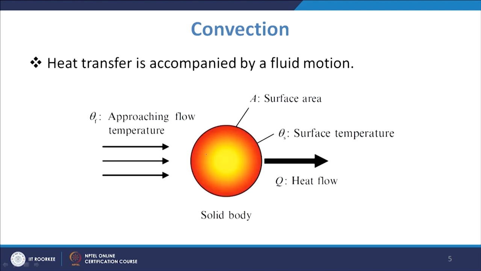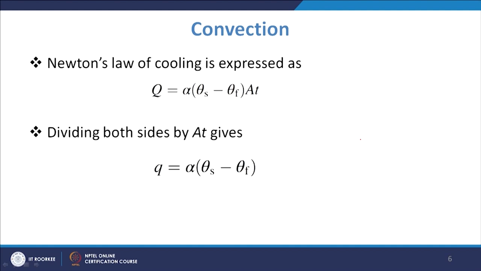Now, coming to convection. In conduction we know that we need the value of the thermal conductivity, which is a property of the material, and that is required to get the conductive heat flux, the heat transfer by conduction. Now, heat transfer is also accompanied by fluid motion. Here you have the surface area A, the surface temperature theta S, Q is the heat flow, and the approaching flow temperature is theta F. In that case we get the expression for the heat convected by Newton's law of cooling.